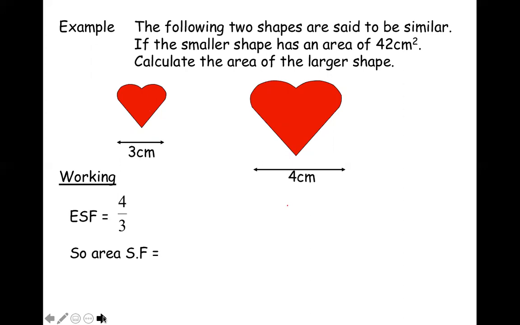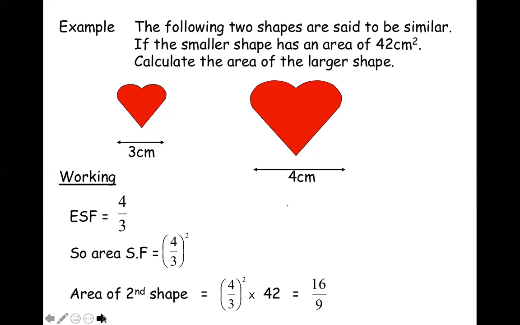And so the area is 42 times 4 over 3 squared. So 4 over 3 squared times 42 gives us 16 over 9 times 42, which is 74.67. So by going just 1 centimeter across bigger, the area nearly doubled in size. And if we were asked to give our answer to 3 significant figures, we would round it to 1 decimal place, which is 74.7.